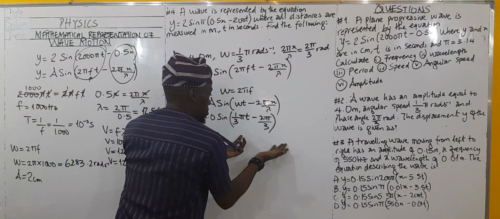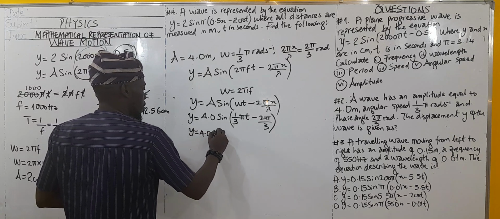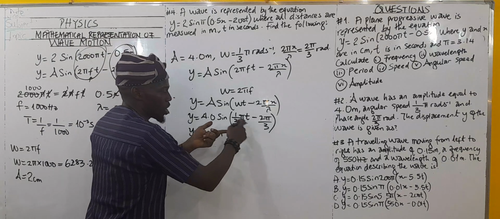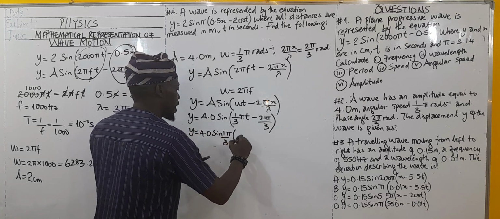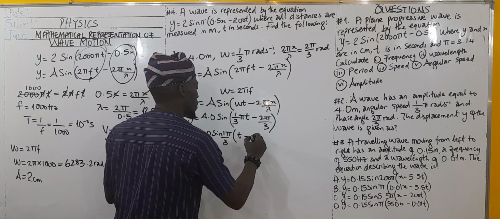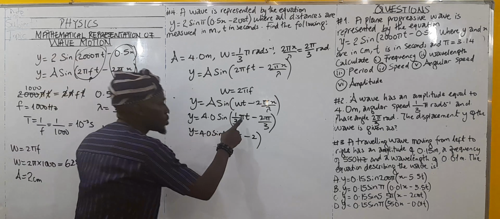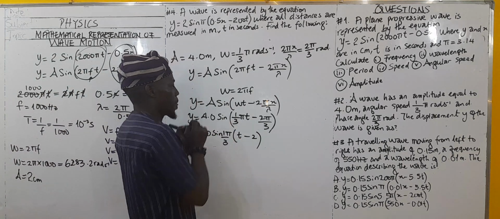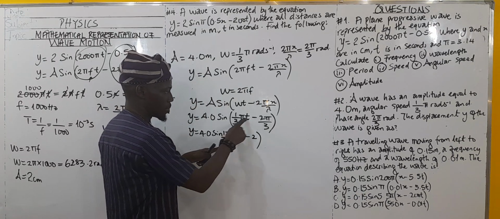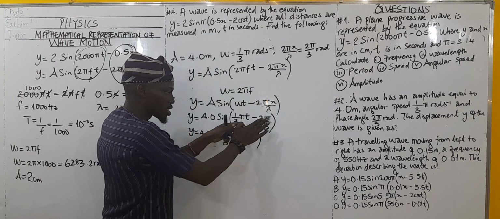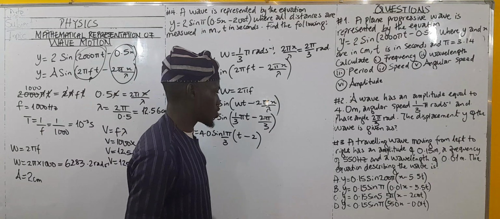I can simplify this further. I can write it as y equals 4.0 sine. We have the common denominator, so I can just write 1/3 and put my pi here, and put it as (t minus 2). The same thing, I just simplify it. What is common between this and this? I can see the common denominator 3, I brought it out. I can see pi and pi, I brought it out. So what is left is t minus 2. Do you understand? Right, let's go to question 3.